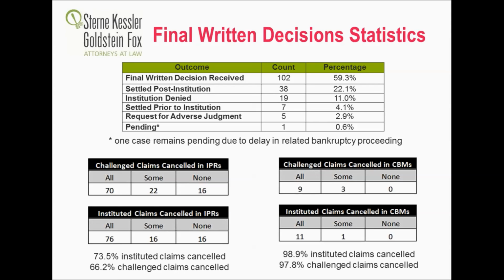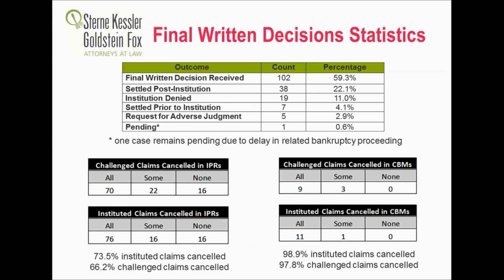So that comes close to ending the substantive portion of our presentation. I'll turn it over to Lori, where we'll review our final written decision statistics that we track here at the firm. Okay. And so we'll just quickly go through this slide because I think we're about 5 minutes over right now. This slide just gives you a sense of where the final written decisions have come out.